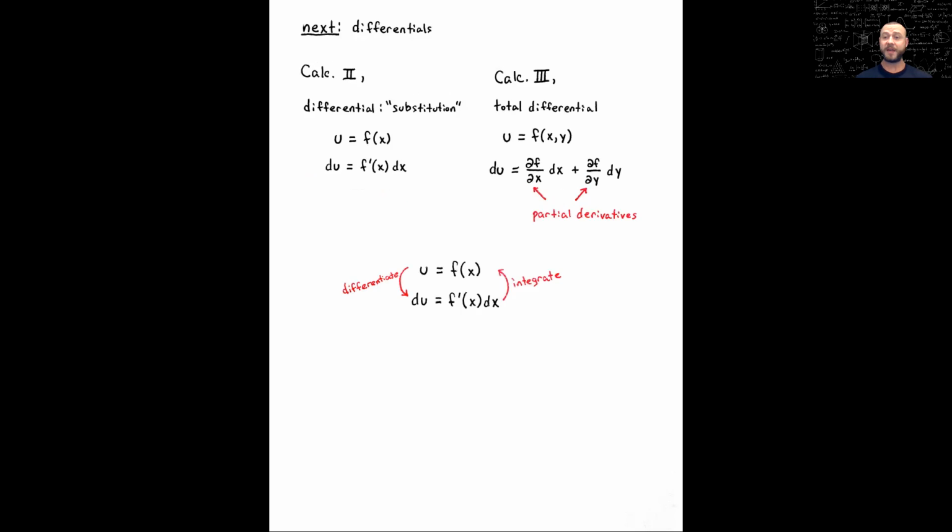All right, and the basic definition for what a total differential is, a total amount of change: if we have a function of two variables, you can have a small change in the x variable and a small change in the y variable, contributing to a total change in the function value. And it's basically what the partial derivatives represent, an amount of change with respect to one variable.